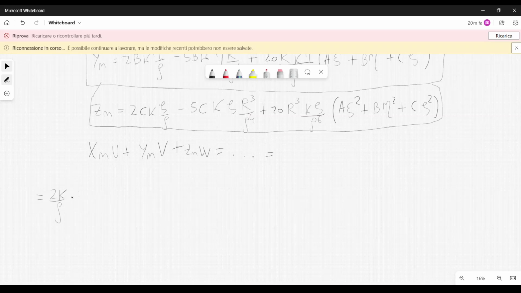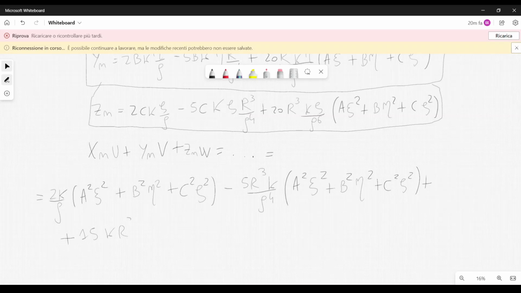And here we have 2k over rho times a squared xi squared plus b squared eta squared plus c squared zeta squared minus 5r cubed k over rho to the fourth times a squared xi squared plus b squared eta squared plus c squared zeta squared plus, and I'm going below here, plus 15 k r cubed divided by rho to the 6th power, and then we have a xi squared plus b eta squared plus c zeta squared plus higher order terms.